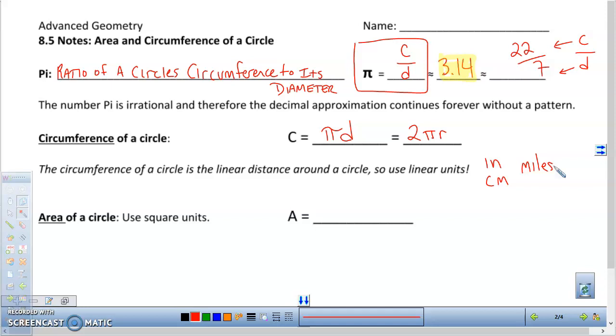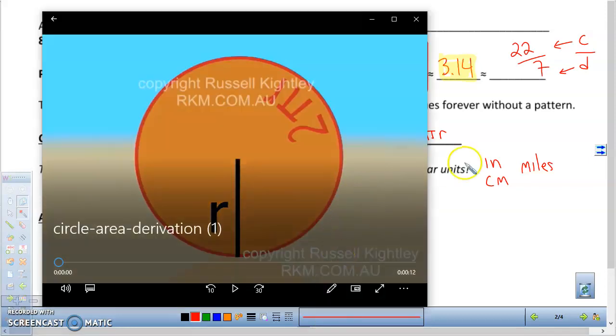And then the last thing for these notes, this is a short lesson, is the area of a circle. And the area of a circle is, I have a little demonstration here to show you. I'm going to relate it to what we learned about parallelograms and rectangles. So check it out.